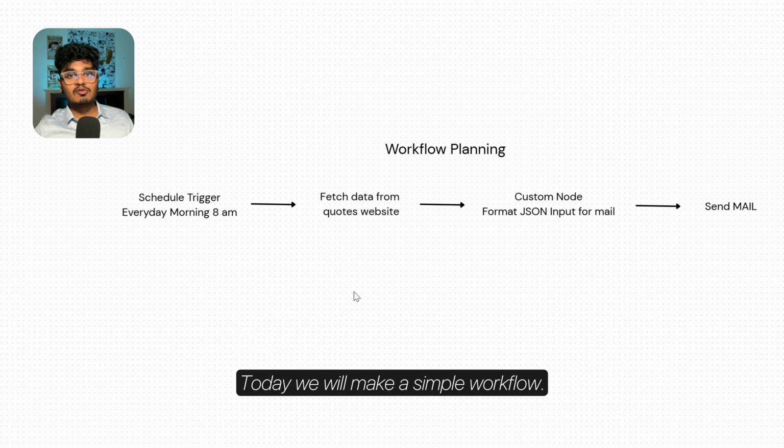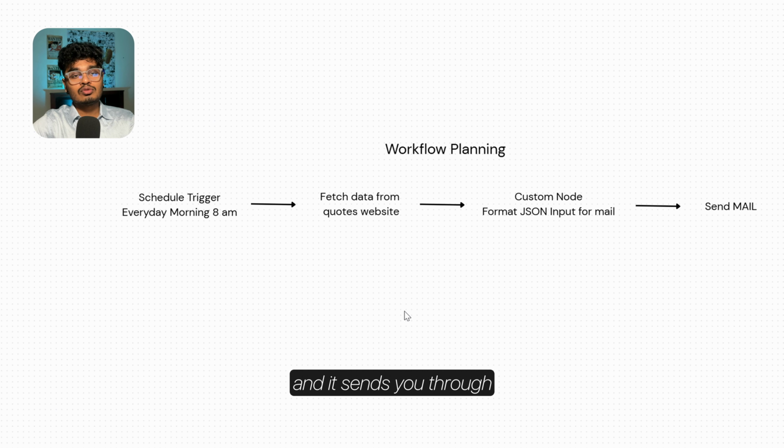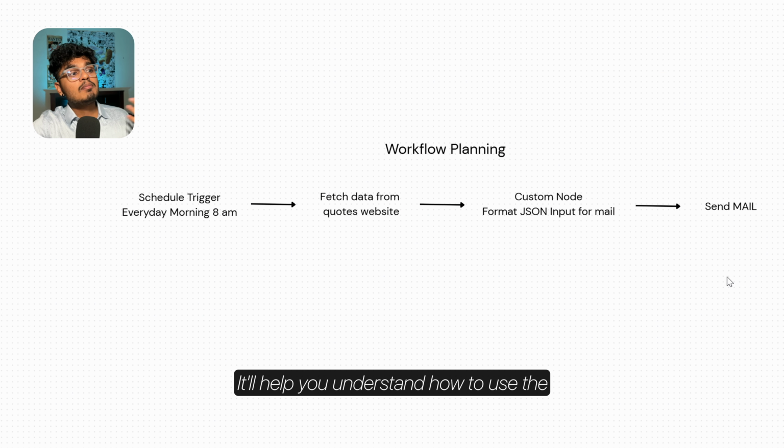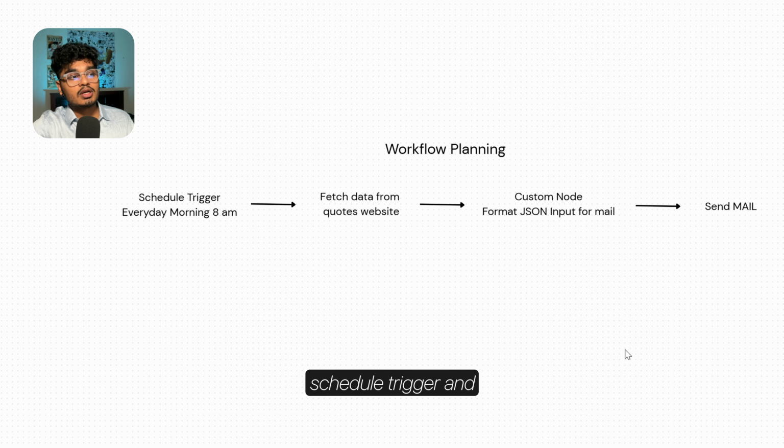Today, we're going to make a simple workflow. What it does is it fetches data from a quote website, a random quote every day, like a motivational quote, and it sends it to you through mail every day at 8 a.m. So that's what the workflow is. This is a basic workflow, which is also fun. It'll help you understand how to use the schedule trigger and also how to fetch data. So let's start making it now.